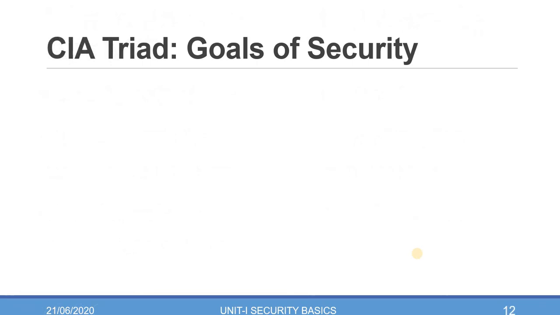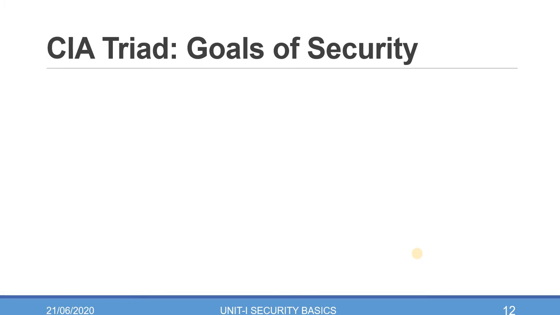Now, in the definition of information security, you come across three terms. You are applying administrative, physical, and technical controls to maintain the confidentiality, integrity, and availability of the data or information. That CIA is called a triad. This is nothing but the goals of security. The CIA triad is nothing but the goals of security.